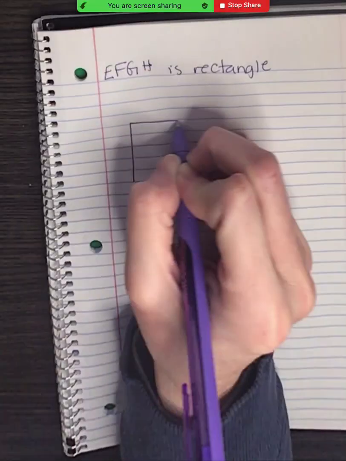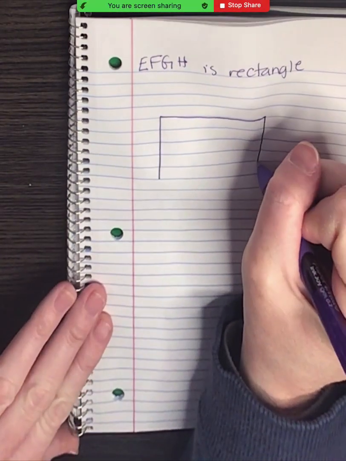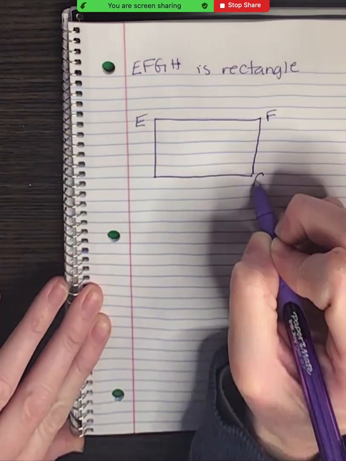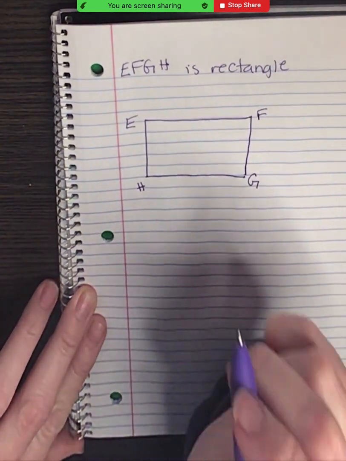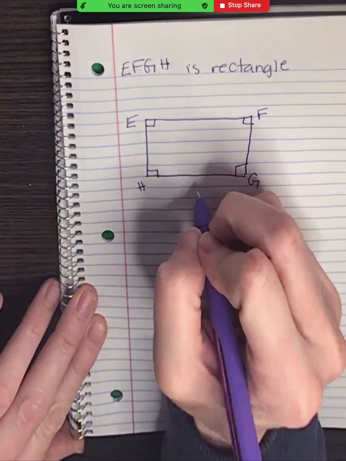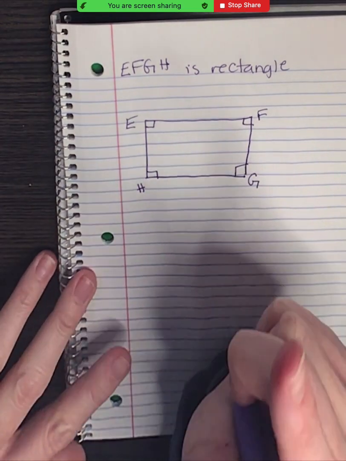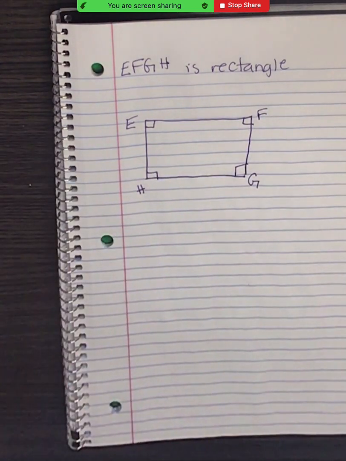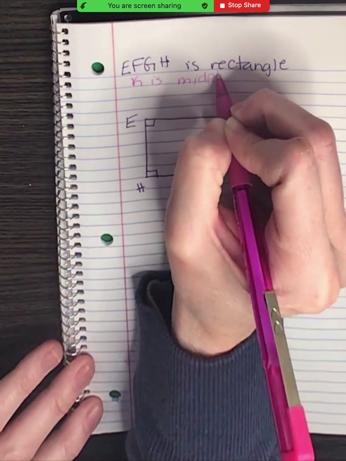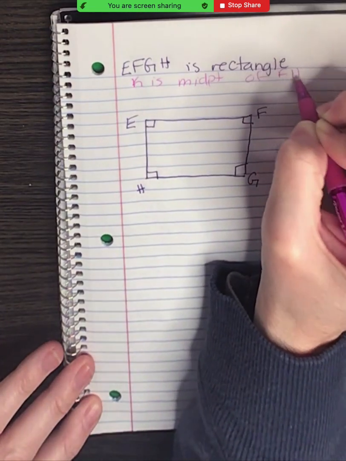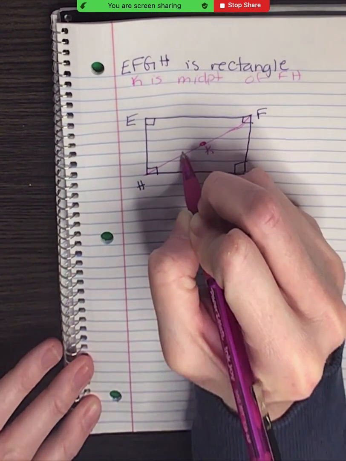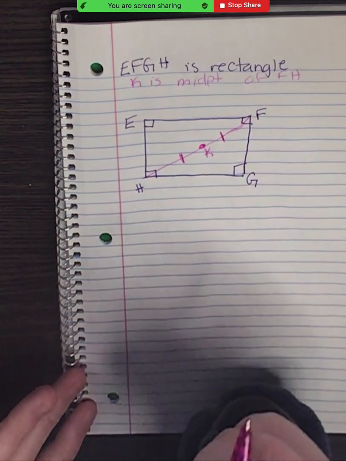So I'm going to draw that, and I'm just going to label it EFGH. It's a rectangle, so you know that this is a right angle, right angle, right angle, right angle. Then you're told K is the midpoint of FH. So here is FH, so we'll put K here. It's the midpoint, so it tells us this piece is congruent to this piece.